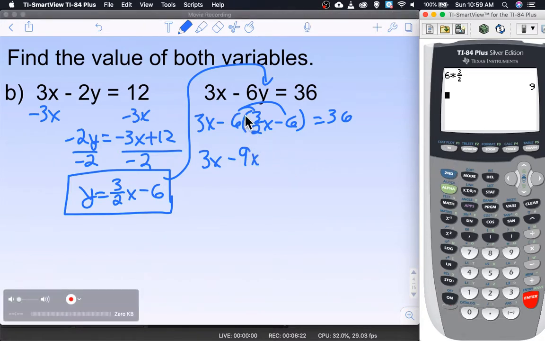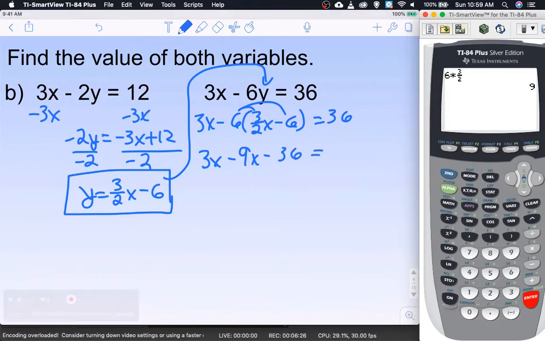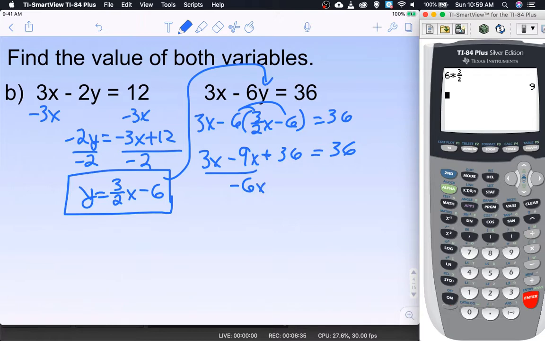Okay, so I multiplied, I got 9x minus 36 plus 36 equals 36. I'm going to combine these guys together. That gives me negative 6x plus 36 equals 36. I'm going to subtract 36 on both sides. Negative 6x equals 0. Don't let that concern you.